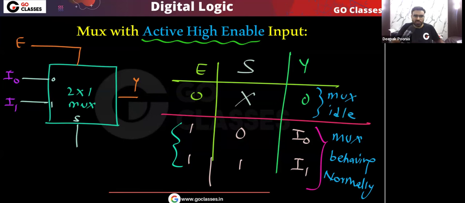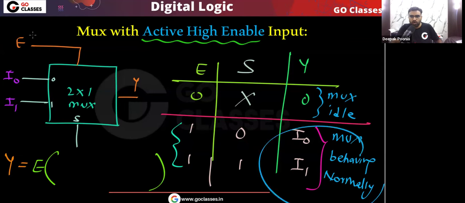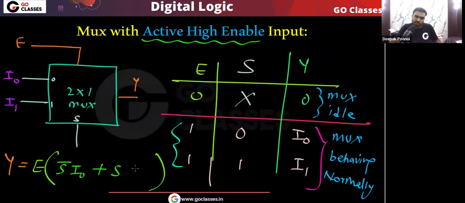Now, can we write the equation for this Y? Can we write the expression? The expression is very simple, remember. If E equals 0, then the output will be 0. The normal behavior will happen if E equals 1. So E must be 1 first of all, yes or no? For a normal behavior, E must be 1, because when E is 0, the output is anyway 0. And you can see if S is 0, output will be I0. If S is 1, output will be I1. So this will be the expression for output.